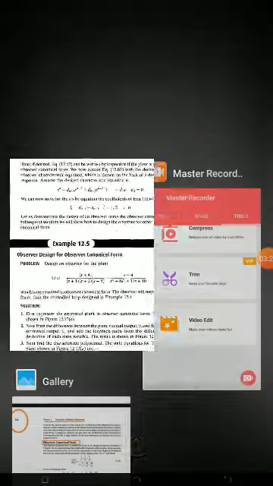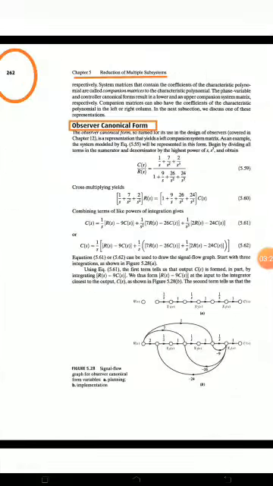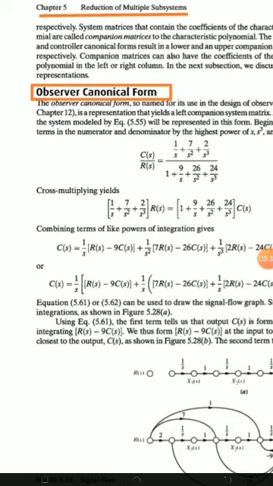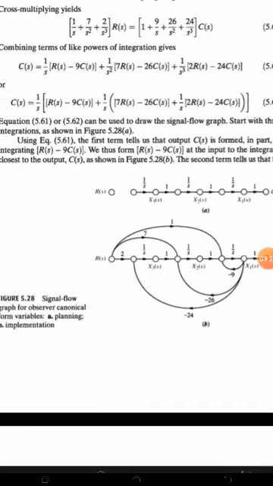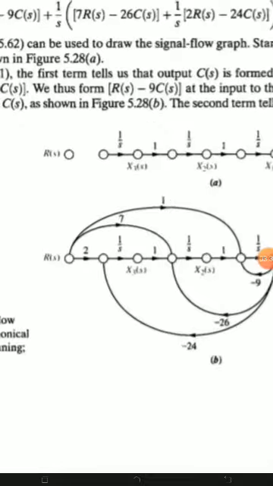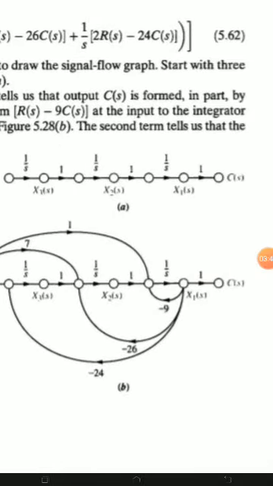Now how to represent the plant in observer canonical form? You all know that. Please go to page number 262 of Norman Nise. Here it is, observer canonical form. The given plant, you can factorize, and yes, you can represent it in the observer canonical form, right?